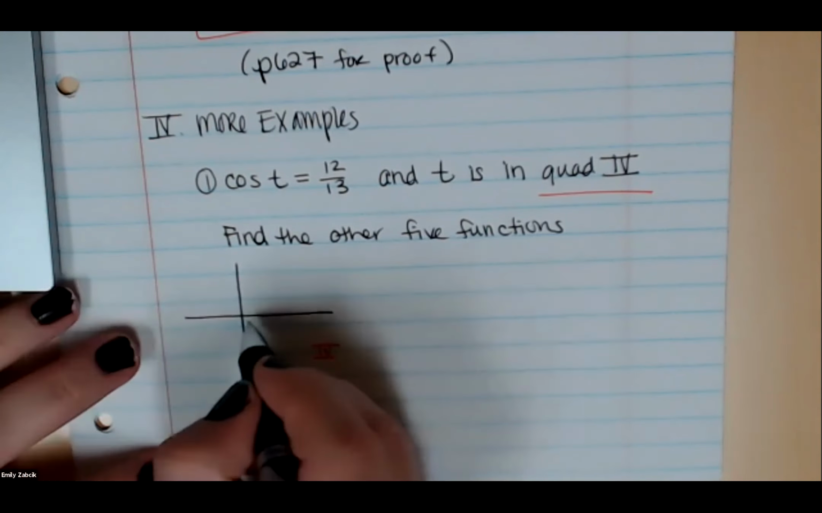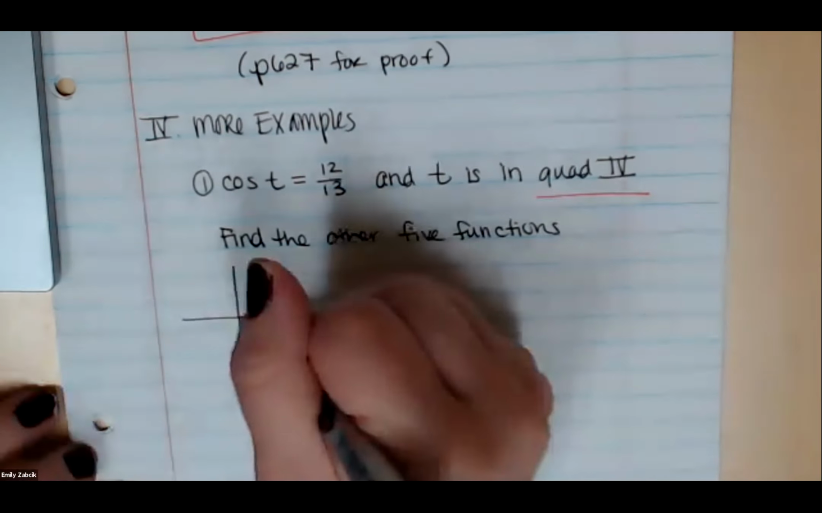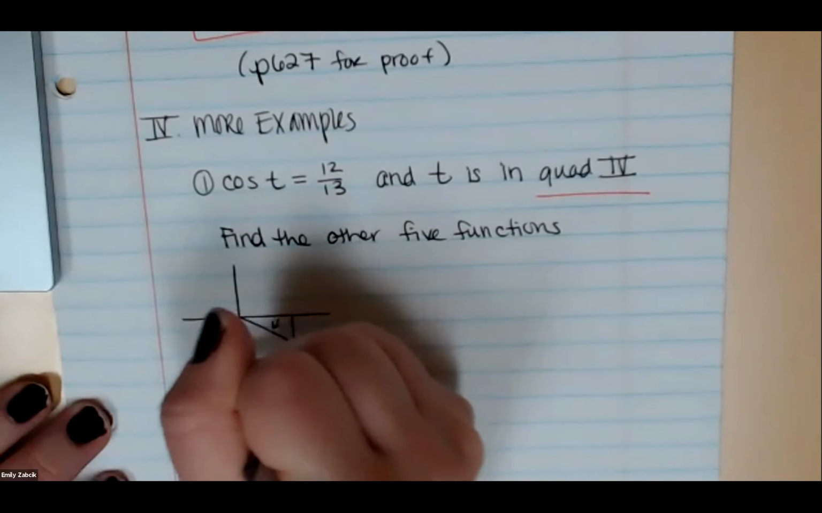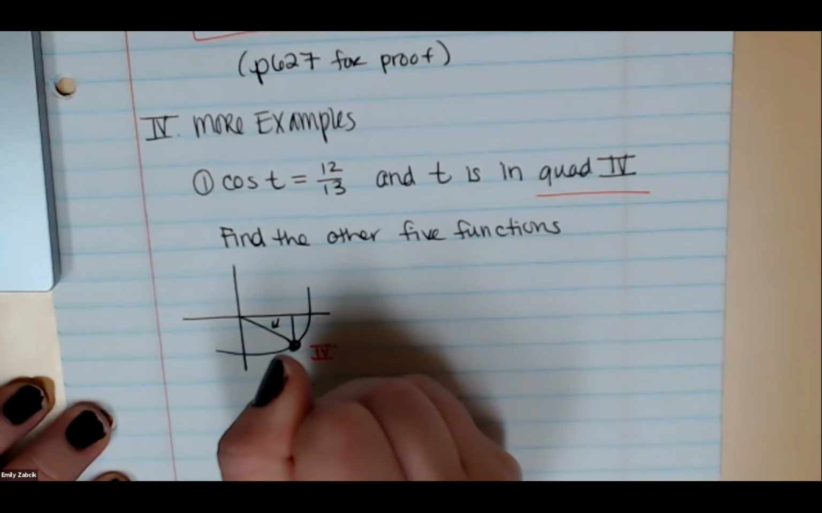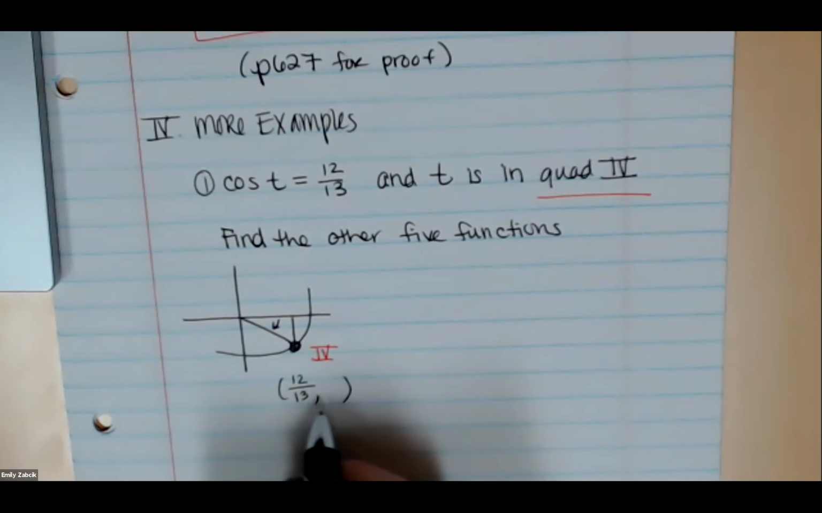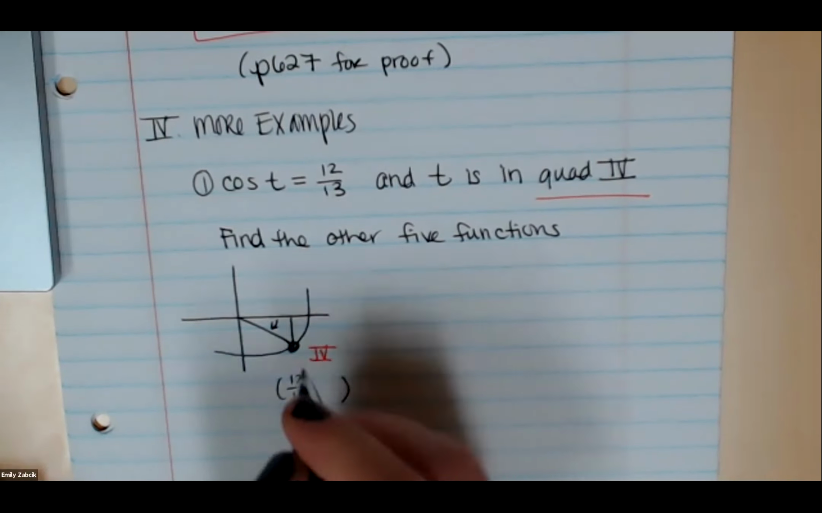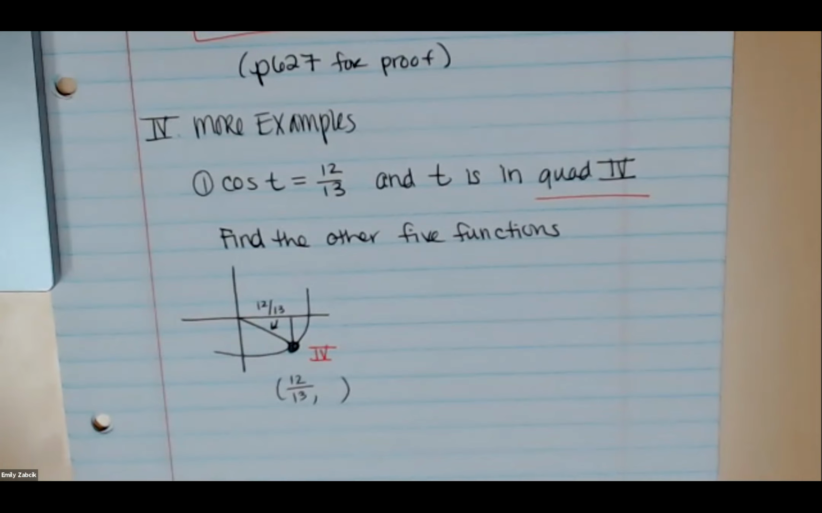So that means this angle is going to be dropped down here, so there's angle T. And it tells me that cosine is 12 over 13. So that means that if I were to draw this in relation to this unit circle here, this ordered pair right here, its x value would be 12 over 13, because cosine is x. So if that's the x value, that tells me that this side length here is equal to 12 over 13. It's on the unit circle, which has a radius of 1.